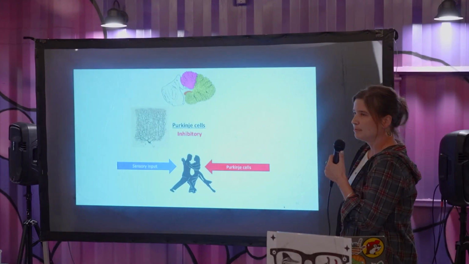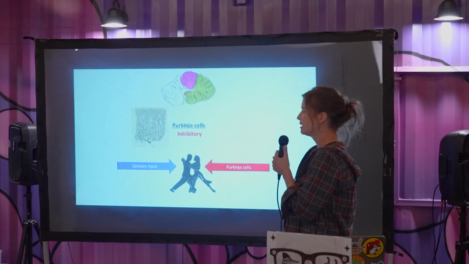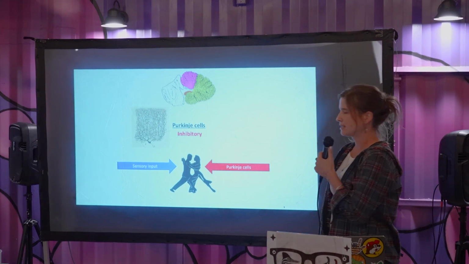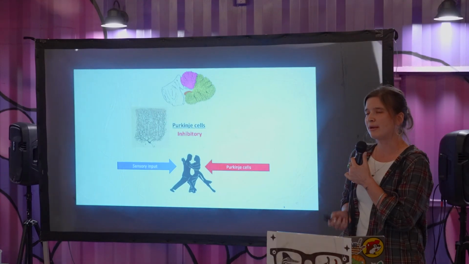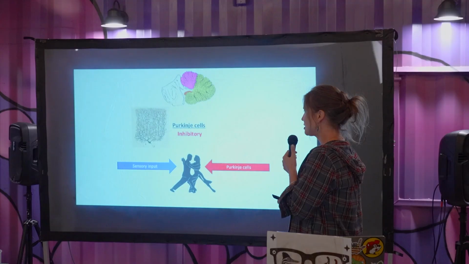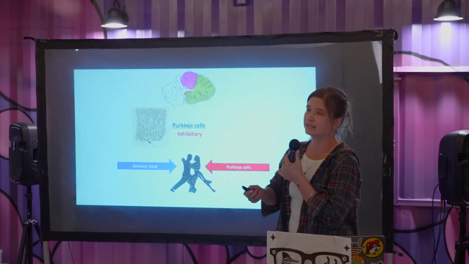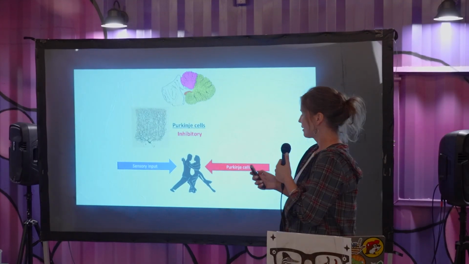Purkinje cells are affected in Parkinson's disease, and the cerebellum is actually really sensitive to alcohol. So if you have an alcohol use disorder that's quite bad, your Purkinje cells can get damaged and you'll develop ataxia, which is that jerky movement.